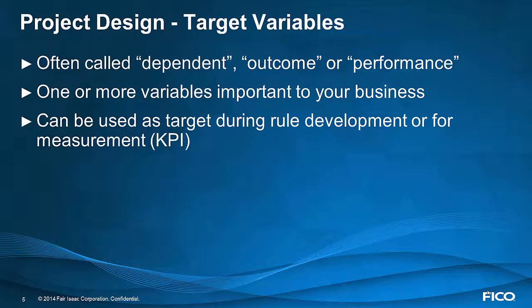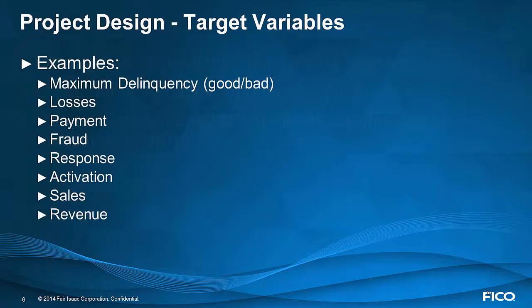So as it relates to the project design, one of the most important things is getting the right target variables on the data set. These are often called dependent outcome or performance variables, so I'll use the term performance outcome. These are usually one or more variables that are important to your business. They can either be used as a target or for measurement. Here's some example potential target outcomes. Things like maximum delinquency or good bad might be interesting over potentially different time periods. You might also have things like response or sales, activation. It really depends on the decision that you're making and what's important to assess the appropriateness of that decision.